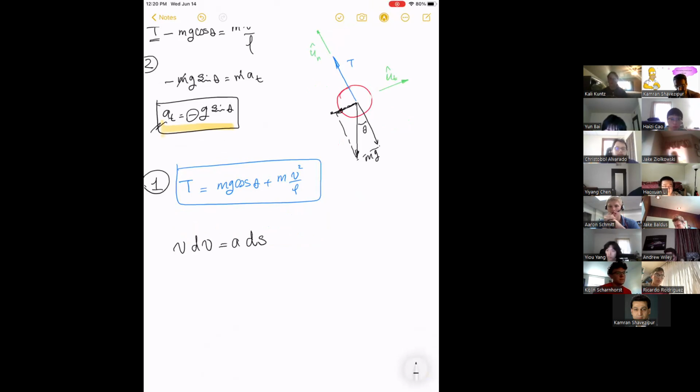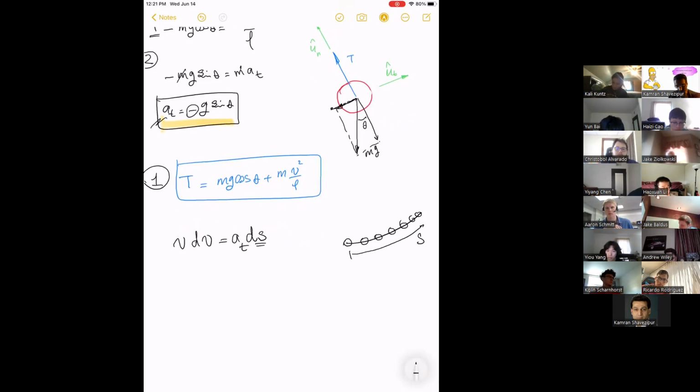Right? And if this S is the length of the curve, this could be AT. Can I do that? Just analyze the motion as it goes here. If I do that, I can integrate it easily, right? Integration of V dV from V0 to V, because we go from V0 here to the final V here, right? Equals integration of AT ds.